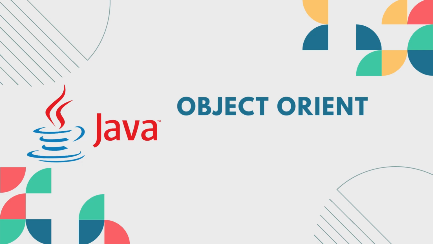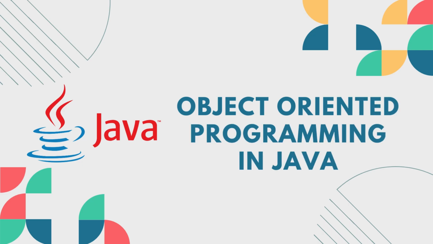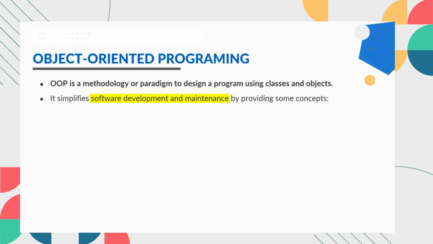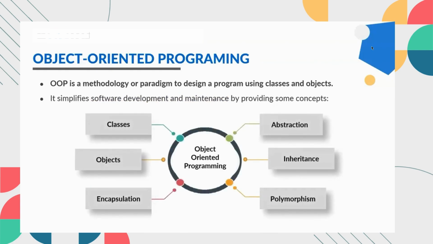Hi there. Today in this session we will discuss the object-oriented programming approach, which helps in working with a real-time implementation to solve and write the code which is associated with real-world problems. Object-oriented programming is a methodology or paradigm to design a program using object-oriented concepts, such as classes, objects, encapsulation, inheritance, abstraction, and polymorphism. It simplifies software development and maintenance by providing some concepts.